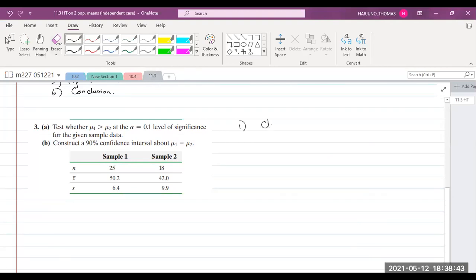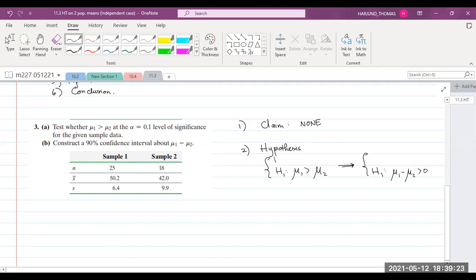Step one, the claim: there's no claim. Step two, hypothesis. The hypothesis tests whether mu1 is greater than mu2. So that's the alternate hypothesis, mu1 greater than mu2. Later on, when we modify that to have a constant on one side, that will be mu1 minus mu2 greater than 0. Basically, you subtract mu2 from both sides. How about the null hypothesis? Well, just get the complement of that, right? Our textbook will use the equal sign, by the way. So the null hypothesis will be mu1 minus mu2 less than or equal to 0.